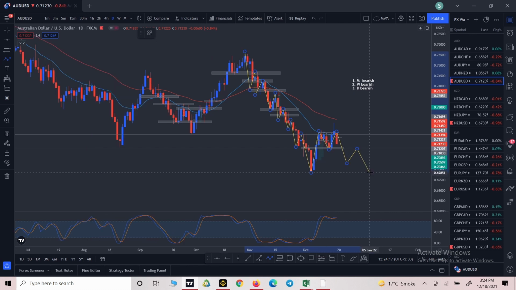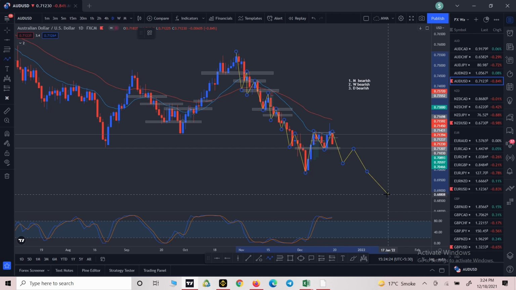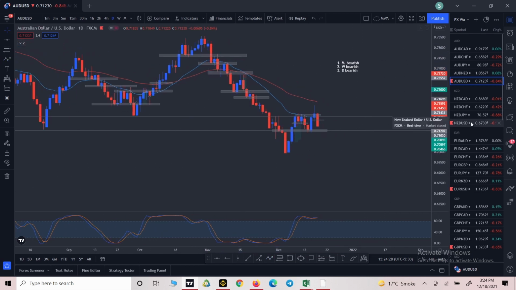That can be a bearish engulfing candle, that can be anything, and look for some kind of shorting opportunity in this market. The initial target profit can be this support zone. Accordingly, we can extend our target profit depending upon the market structure at that time. So that is about AUDUSD.